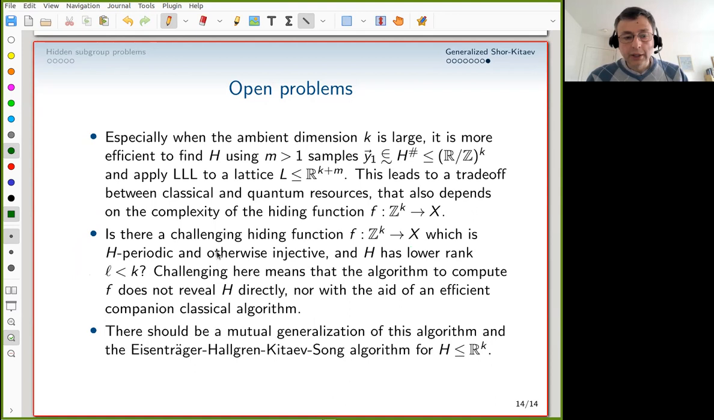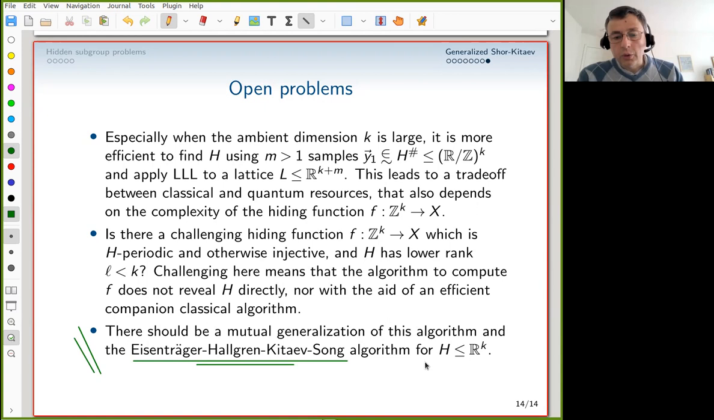And the third thing that I want to list as an open problem, I'm not completely sure how, it just seems within reach, but I should call it an open problem because there's extra work to do. I mentioned, I should have given it more prominence, that there's the Eisentraeger-Hallgren-Kitaev-Song algorithm, when H is a lattice, in their case a maximum rank lattice, not in Z^k, but in R^k. And they have a different type of hiding function f: f maps to a Hilbert space and is Lipschitz.